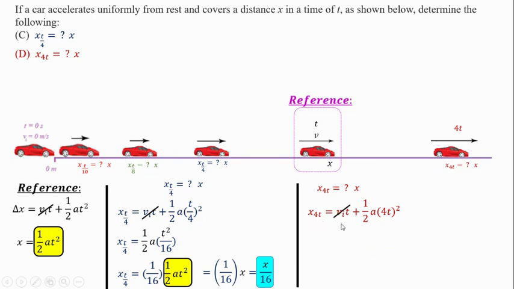v_i t crosses out, 1/2 a t squared. But here, instead of t, I replace it with 4t, because that's what part D is asking for. How much distance did you cover if you were to accelerate for 4 times the amount of time? Well, distribute the exponent to the 4, which gives us 16. Distribute the exponent to the t squared, which makes it t squared. So therefore, we have the statement, 1/2 a 16 t squared. Everything I highlighted in black here, 1/2 a t squared, is simply x.